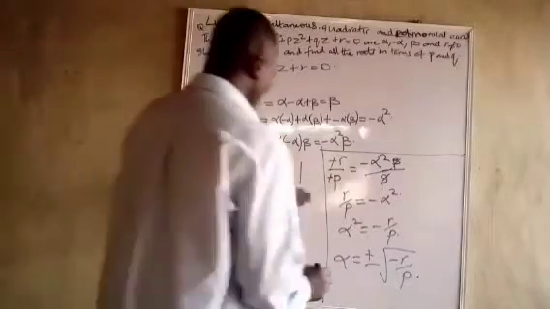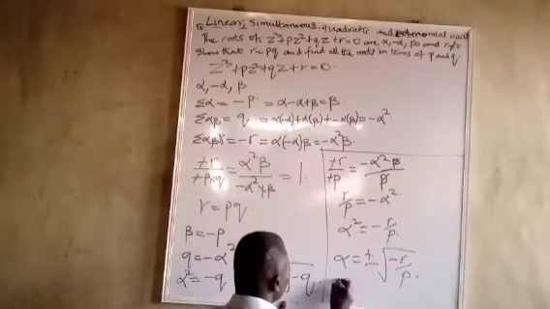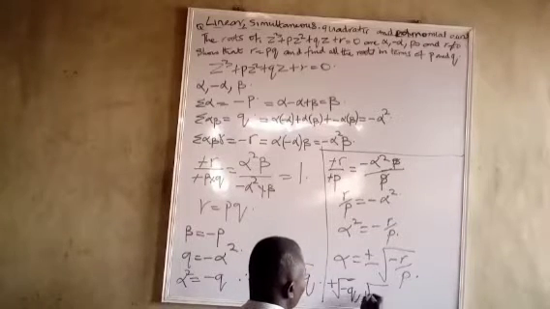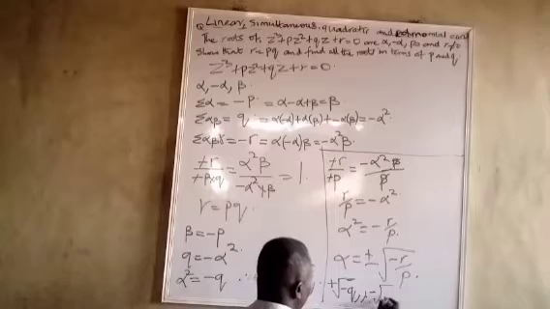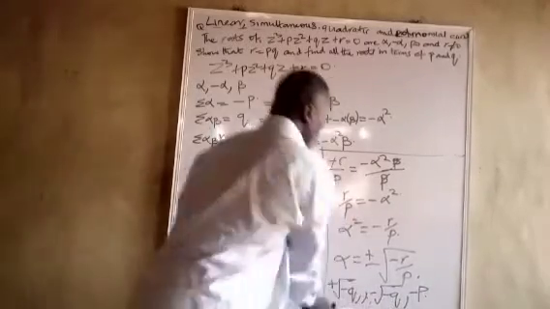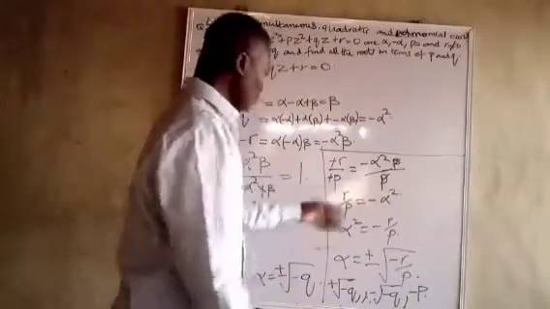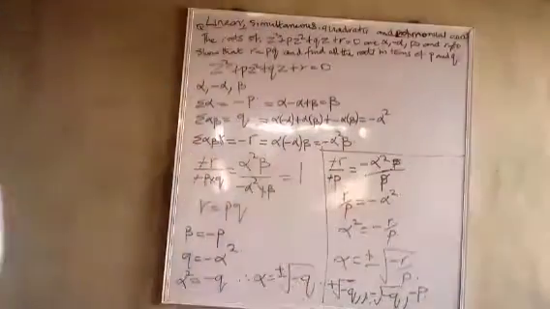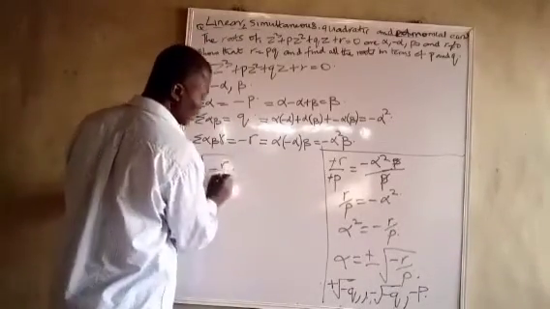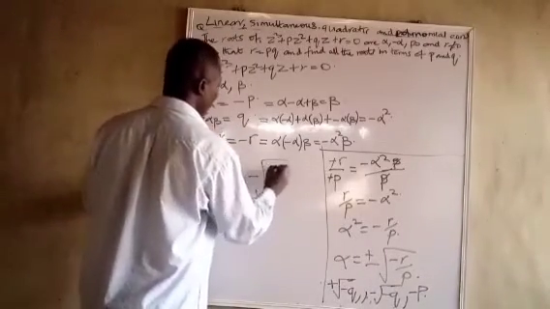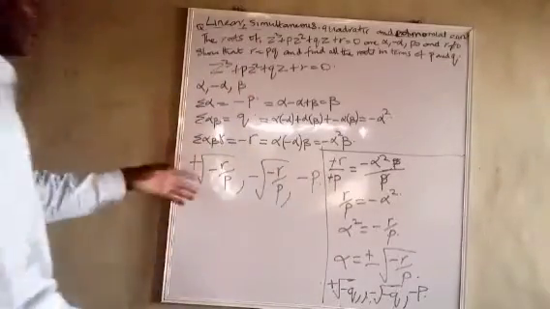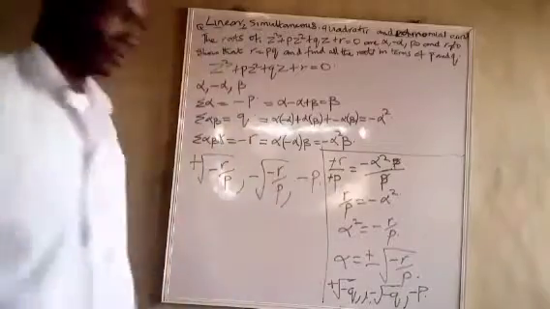So that is our value for the roots. Our roots can be plus root of minus q, minus root of minus q, and minus p. Or the roots can also be plus root of minus r over p, minus root of minus r over p, and minus p. So you can express it like this or like this.